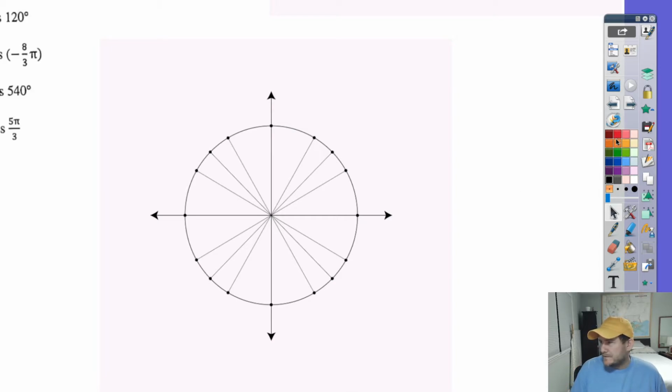Cosine 120. 120 degrees. Cosine is x's. Negative root 3 over 2. Negative 8 pi over 3. Geez, where could that be? Let's see. That's 6 pi over 3. 7, 8. So I guess I'm here. Cosine is x's. Negative a half.